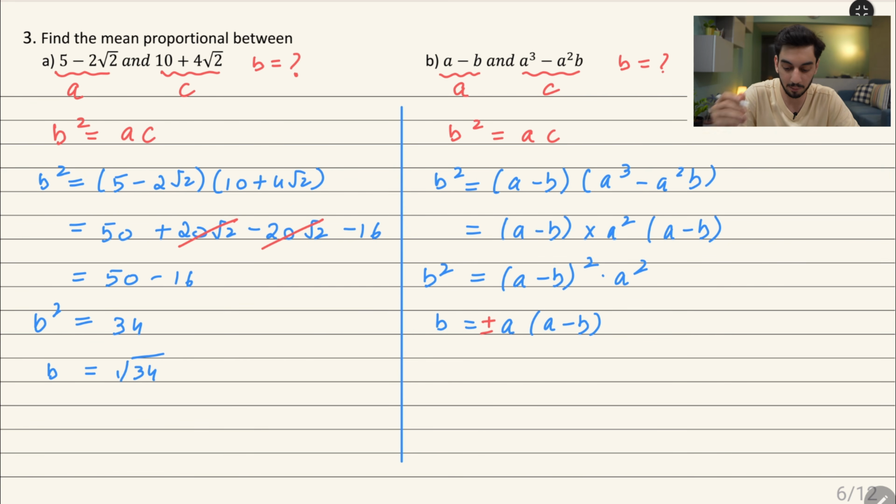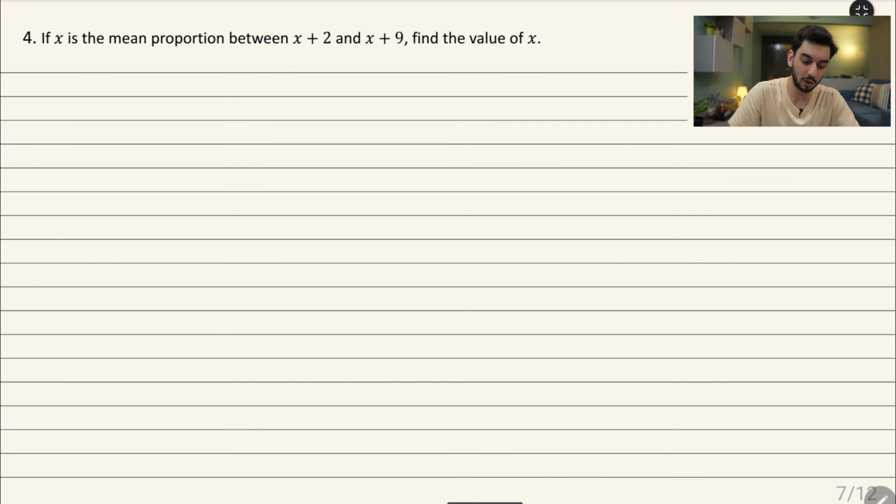So I'll write plus and minus of all of these things. I can send the a inside, but this should also be correct as your answer. Okay, now let us move ahead to the next one. This thing says if x is the mean proportion between this and this, find the value of x.